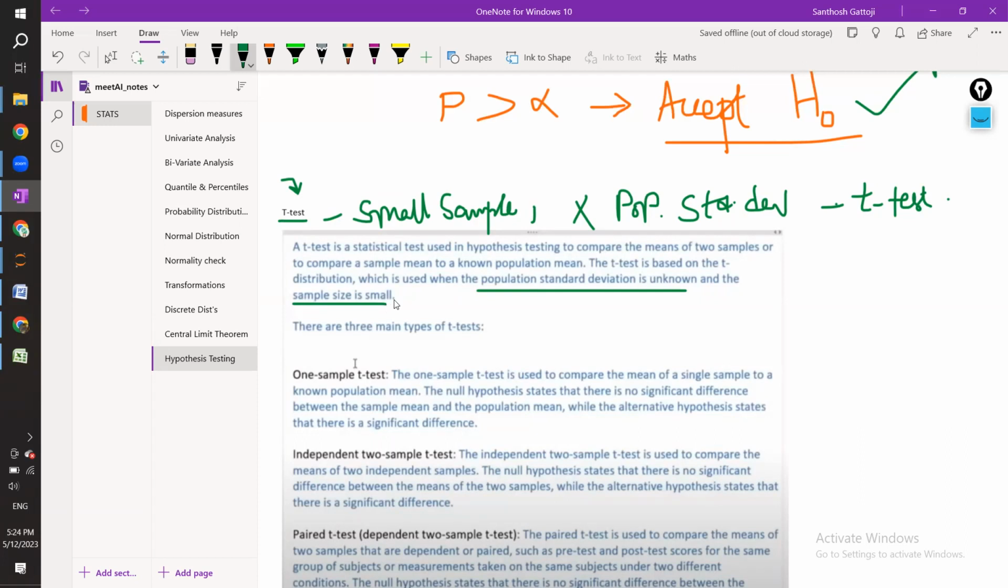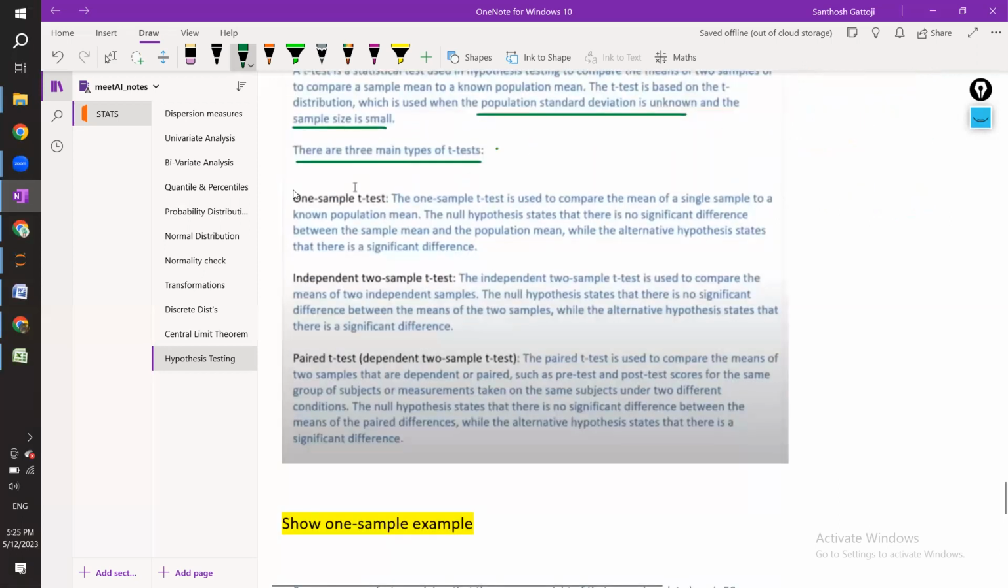There are mainly three types of t-test, guys. It's called one sample t-test, independent two sample t-test, and paired t-test, which is the dependent two sample t-test. All this is simple, so I'll just give a brief about each of these.